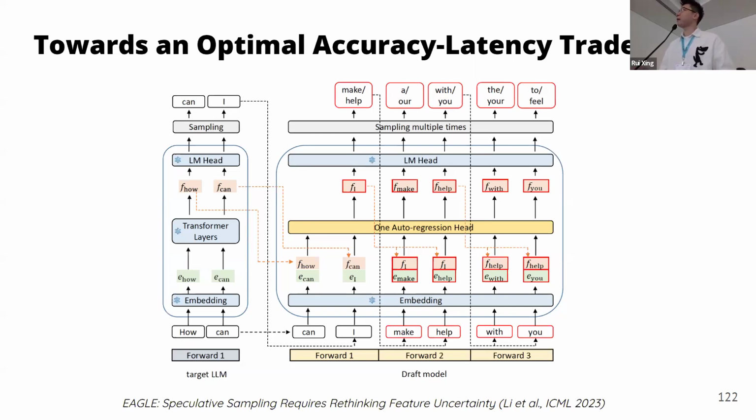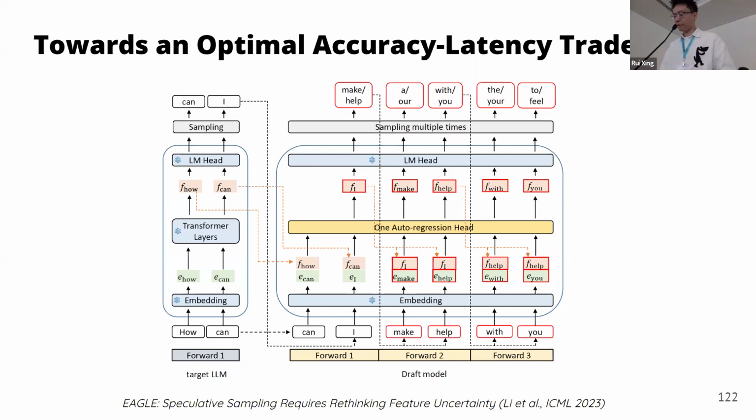And if we get the last representation, the draft model contains an embedding layer, an autoregressive head, a language modeling head, and by conducting some iterations, we can obtain a few draft tokens. And this is the drafting process. And if we get the draft tokens, we input them into the original large language model, and the original large language model verifies all the draft tokens in parallel, as we just mentioned.